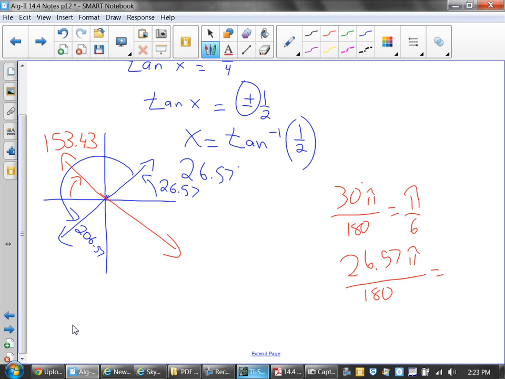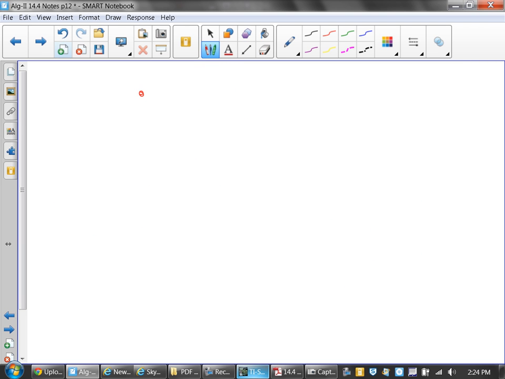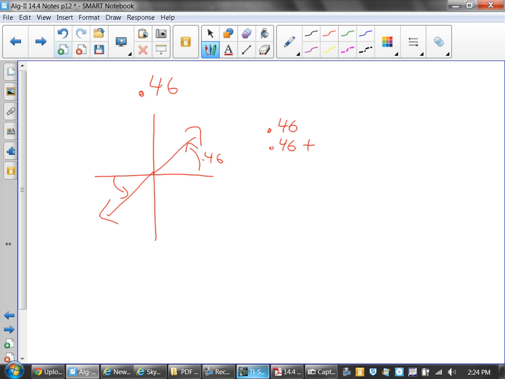So if 0.46 is my crummy radian, I'm up here. What do I add to it to get to that angle? In terms of radians? Pi. So my angles then would be 0.46, 0.46 plus pi. Ah, sweet. And I leave it like that.